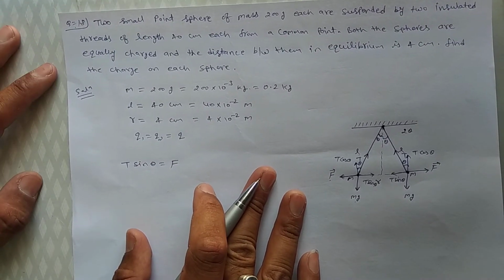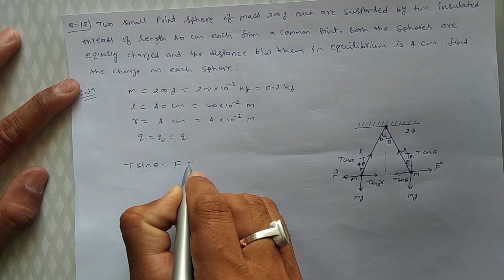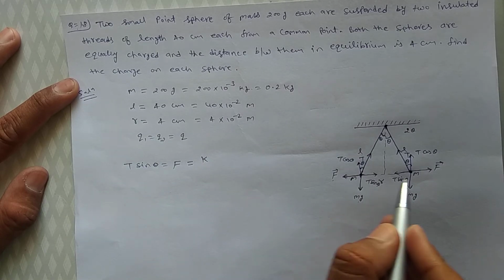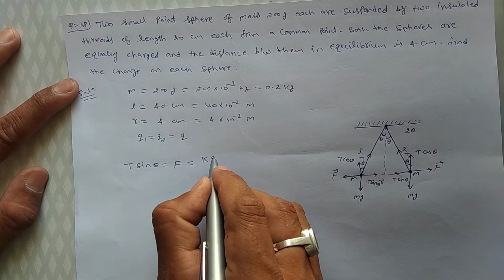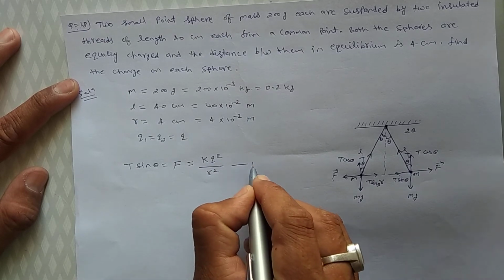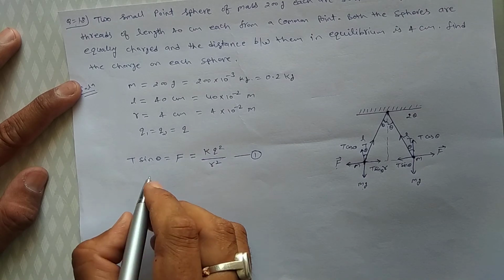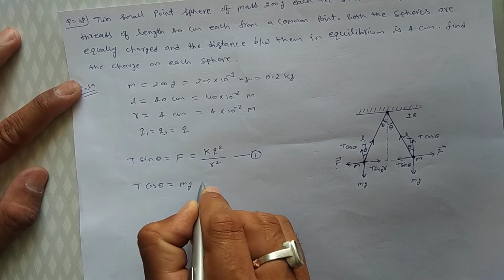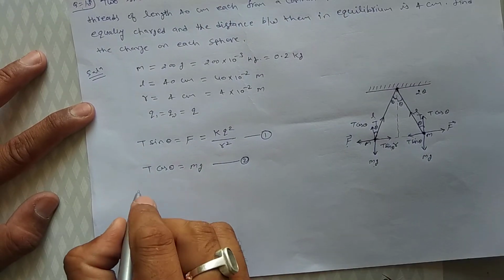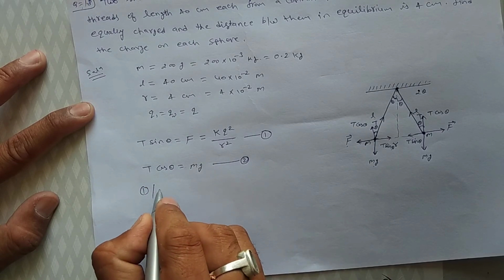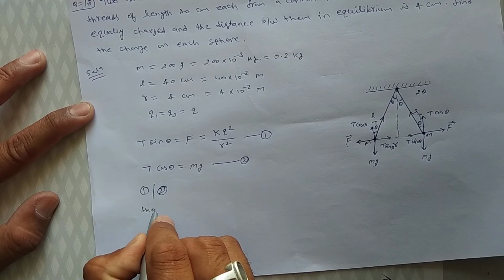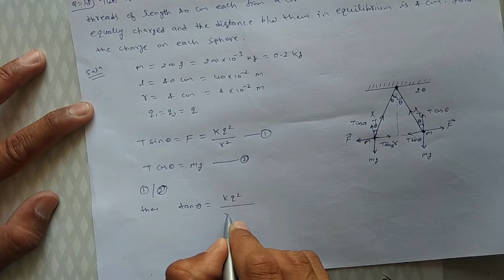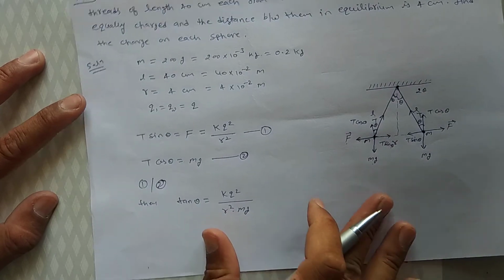It is also known as the Coulomb force, equal to K Q1 Q2 over R square. So K Q1 means Q, Q2 means Q, Q square upon R square. This is equation number 1. The vertical component T cos theta is equal to mg, equation number 2. Dividing equation 1 by equation 2, we get tan theta is equal to kq square upon r square mg.